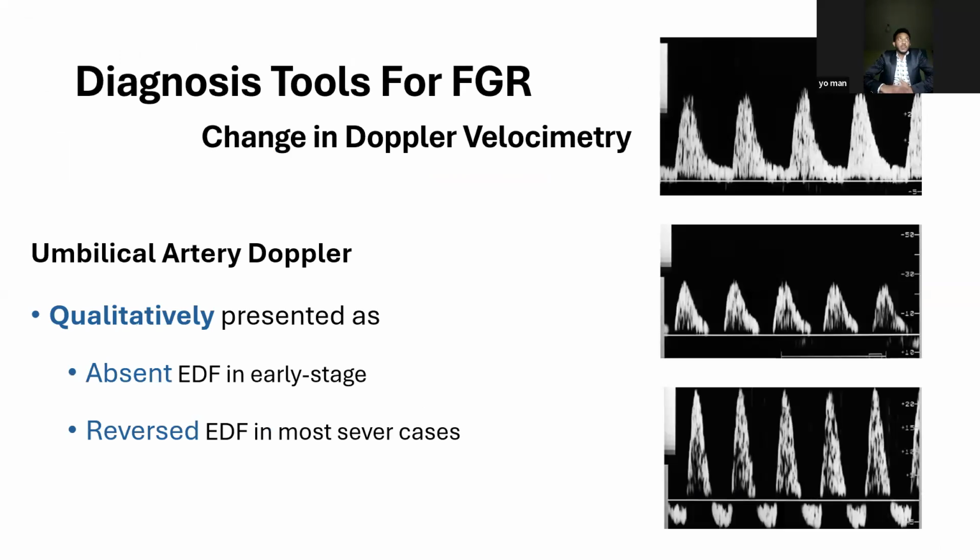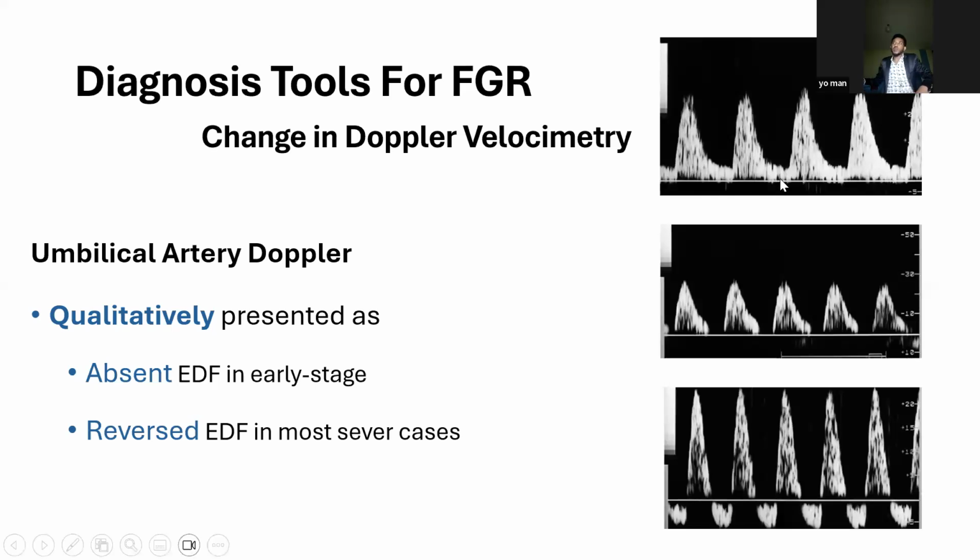The second artery that we are going to discuss here is the umbilical artery Doppler. We can assess the umbilical artery Doppler qualitatively and quantitatively, as we do for the uterine artery. Qualitatively, it's represented as absent end-diastolic flow, and in the most severe cases, it could also be reversed.